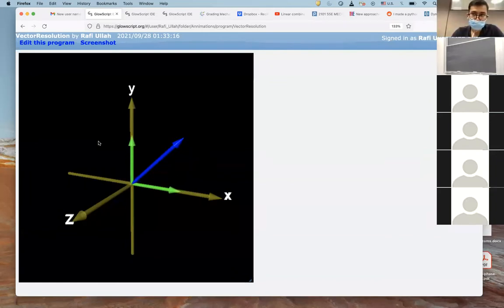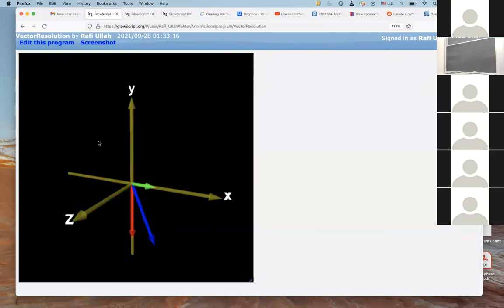Both components have color green, which means both of them are positive. As the vector goes to the next quadrant, the y component of the vector stays positive. The x component becomes negative, shown by color red. Then when it goes to the third quadrant, both components are negative. And then in the fourth quadrant, x again is positive and y is negative. So this is a dynamical way of looking at the vector resolution in different quadrants.